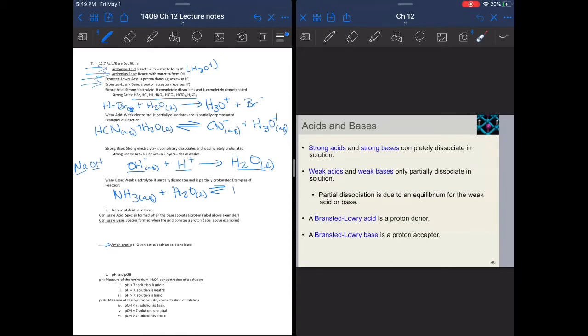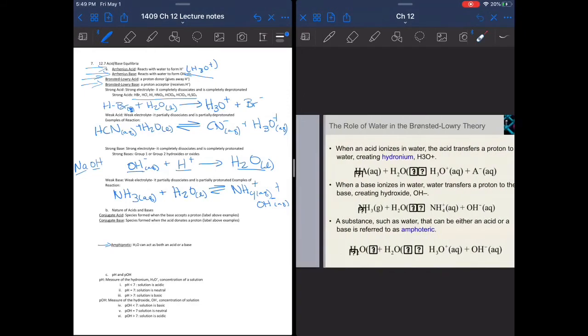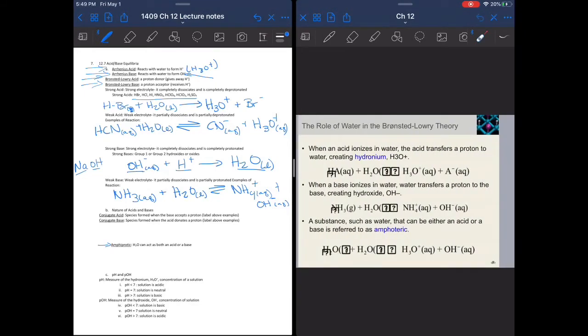So the NH3 accepts an extra proton and becomes positively charged. And the water gives up a proton, so we've essentially made OH- in solution, right? So it's also an Arrhenius base. Okay, so that's how you would write those equilibrium expressions. Now, a little bit of vocabulary here, right? We just talked about amphoteric.